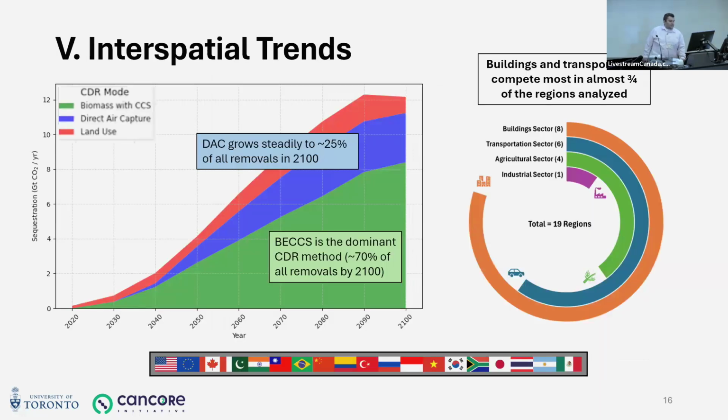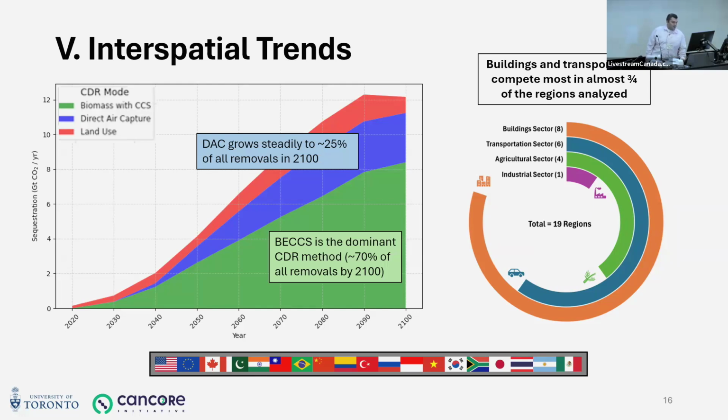And finally, we extended our analysis to include 18 other regions using CD-Links data. These include the US, EU, China, India, Brazil, Japan, and a few others. These countries were selected because they were the most data-rich and contained the highest number of model scenario combinations to allow more robust analysis. The figure on the left presents total sequestration by CDR mode via DAC, BECCS, and land use. The figure on the right tallies which sector competes most for CDR in each of the 19 regions we studied, and both account for only our universe of 19 regions.